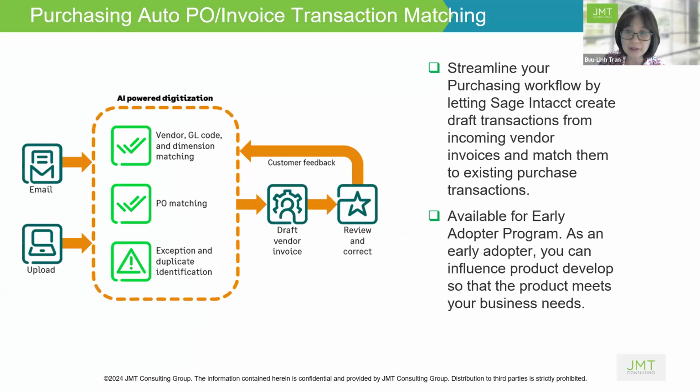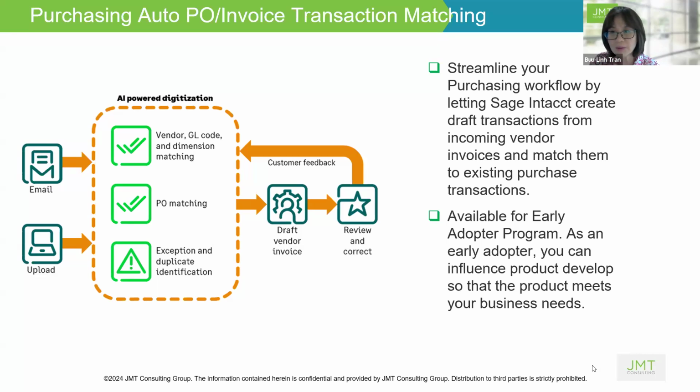What was just released is the purchasing PO invoice auto matching. As you can see in this diagram, it's supposed to streamline your purchasing workflow by letting Sage Intacct create a draft transaction from the incoming invoice from your vendor and matching it against an existing purchase document or purchase transaction. So again, similar to the AP process, this is supposed to streamline that process, but on the PO side.